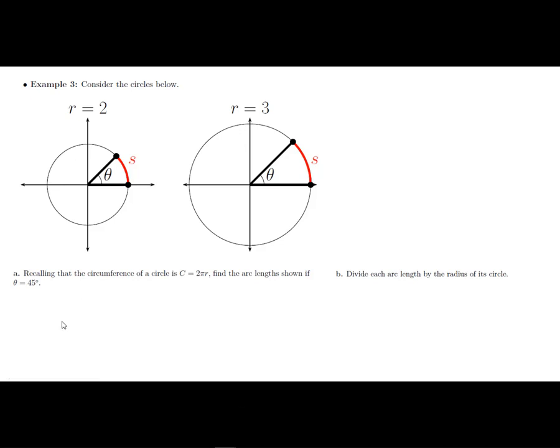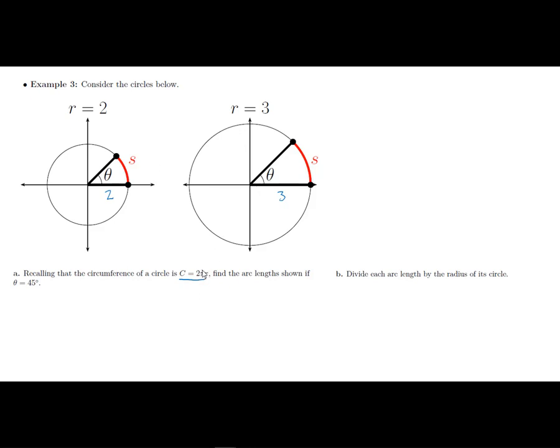So let's work with this idea of arc length a little bit. I've got two circles here, and these two circles have different radii. The radius of this smaller circle is 2, and the other one has a radius of 3. In part A, recalling first of all that the circumference of a circle is given by 2 pi times the radius, find the arc length shown if theta is 45 degrees. If in fact this is 45 degrees, as it kind of looks like it may be.